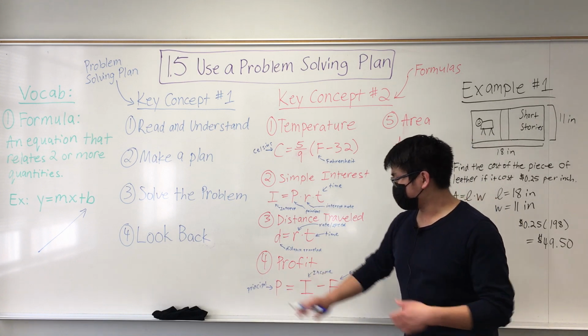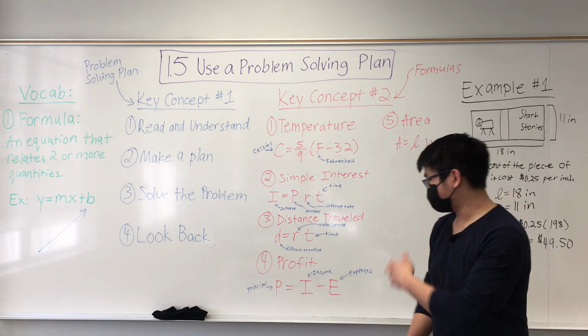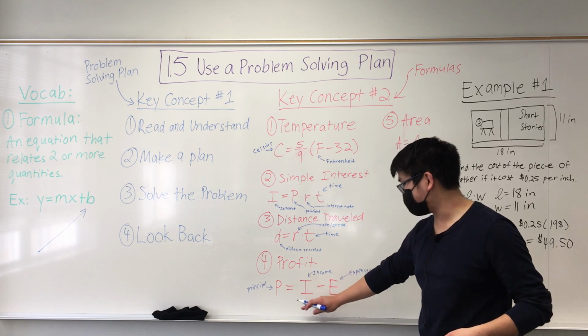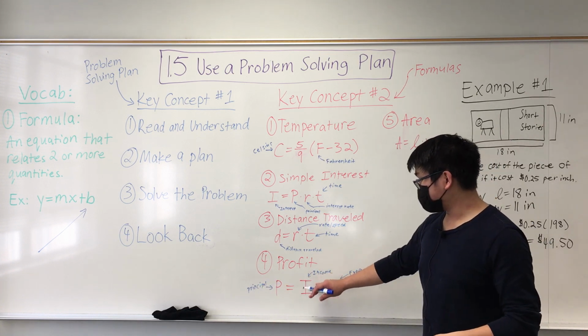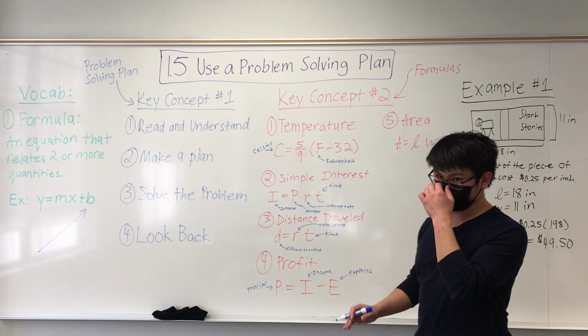And so the fourth formula is profit. And what is profit? Well, the formula is P is equal to I minus E. So P stands for profit, I stands for income, and E stands for expenses.